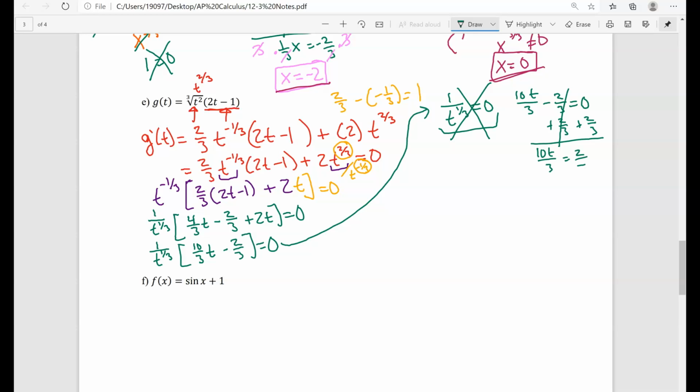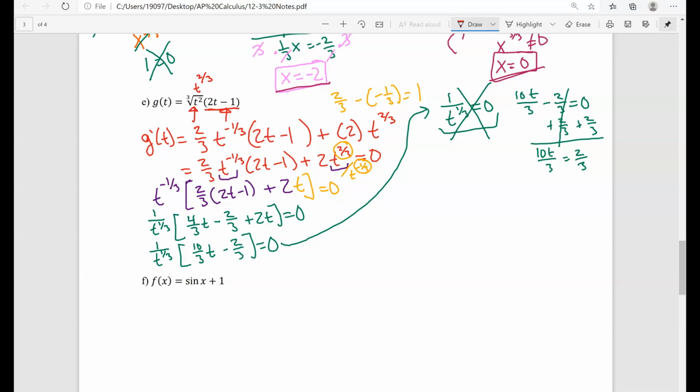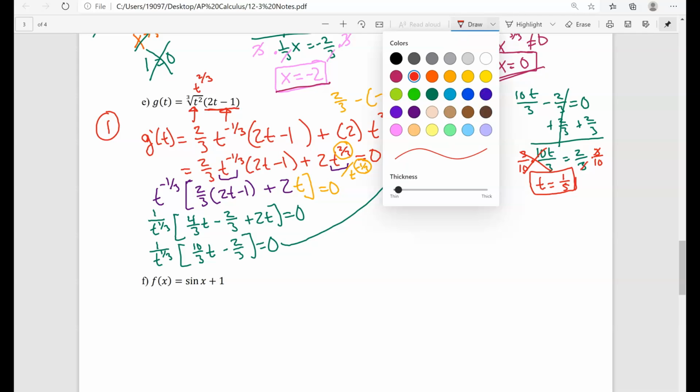Oops, that should be a 3. And then I'm going to multiply both sides by the reciprocal, 3 over 10. So you're going to get that t is equal to 1/5. So that was the only critical point that I got by taking the derivative of it.